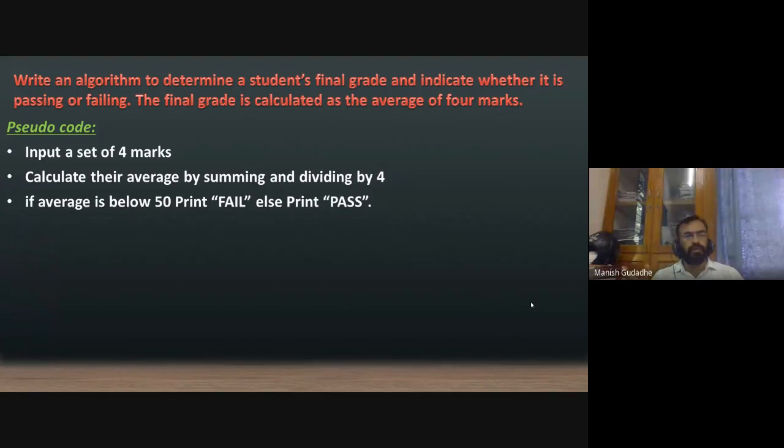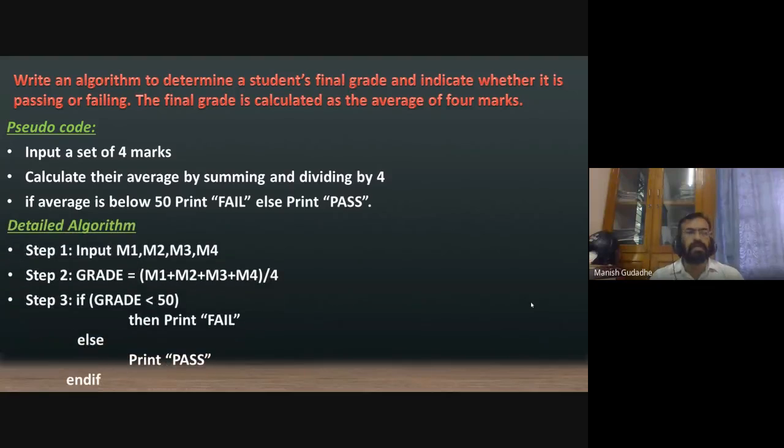So pseudocode says: input a set of 4 marks, means marks of 4 subjects. Calculate the average by summing and dividing it by 4. So put the sum of 4 marks together and divide it by 4. And if the average is below 50%, say fail, or if it is above 50%, say pass. This is the pseudocode. This is very much like English, understandable to any layman who understands English.